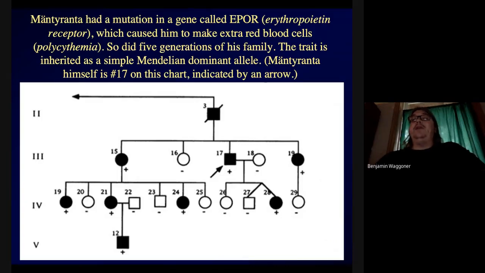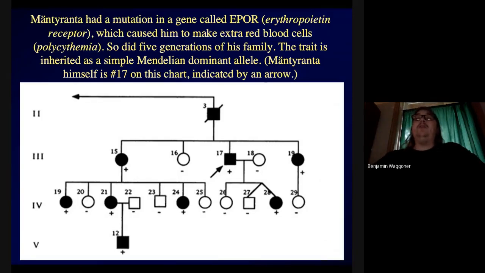And then you can see he passed it on to one of his daughters. He had a daughter and then twins, a boy and a girl, and the girl had the trait because she's shaded in. You can see two of his sisters had it, 15 and 19. Their father, number 3, had it. There's a slash through him because he was dead when this study was done, and so on.